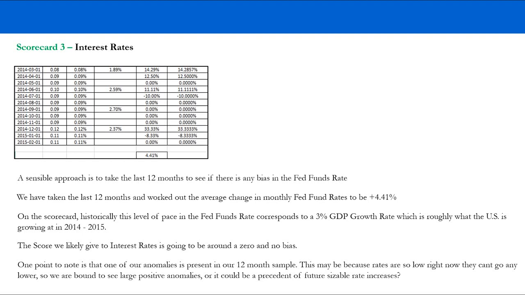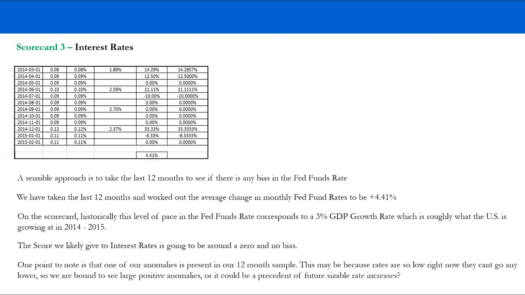So on the scorecard, historically, the 4.41% pace level in the Fed funds rate corresponds to around a 3% GDP growth rate, which is roughly what the US is growing at in 2014 to 2015. So the score that we're likely to give interest rates is going to be around a 0 and a no bias at this point.